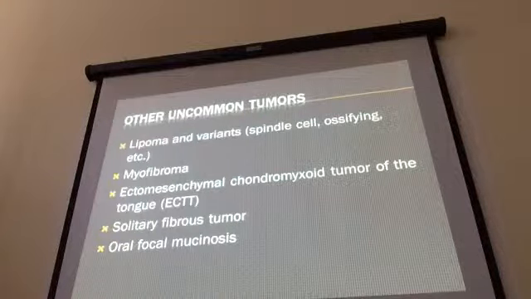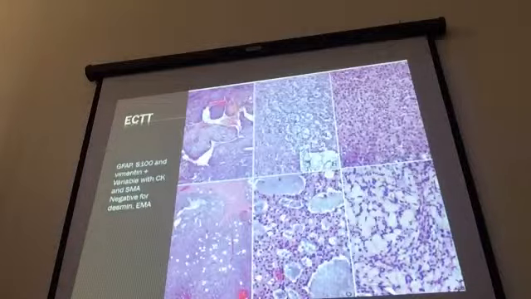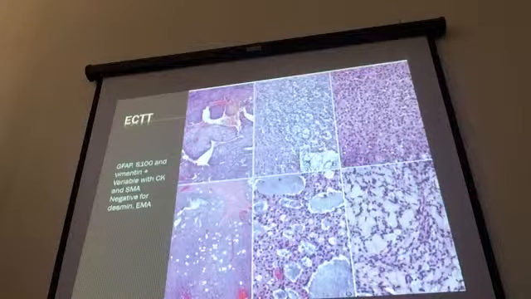Okay, so there are other uncommon tumors, and I'll just touch briefly on one of these, and that's this ectomesenchymal chondromyxoid tumor of the tongue. So I've called it ECTT. There might be people who put the M in, EMCTT, into this lesion. It has a very interesting histology, I think, as you see here. It tends to be fairly cellular, and it has these cleft-like spaces. These are quite characteristic of this tumor. It has this almost chondroid type of myxoid tissue. So it has this chondromyxoid appearance.